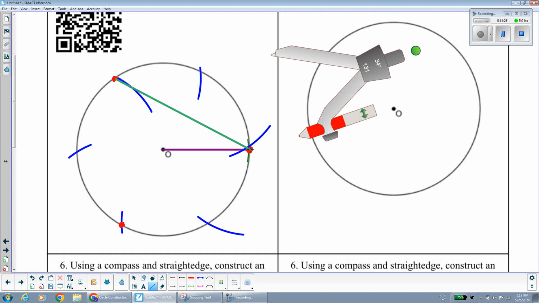It'll still be an equilateral triangle because all the sides are equal because we made equally spaced arcs. And there we go. That is our equilateral triangle. Same construction as a hexagon. Instead of connecting all the points, we're just connecting every other point together.